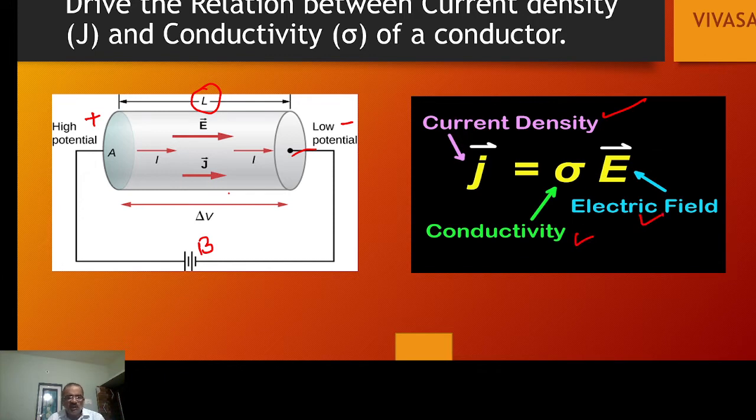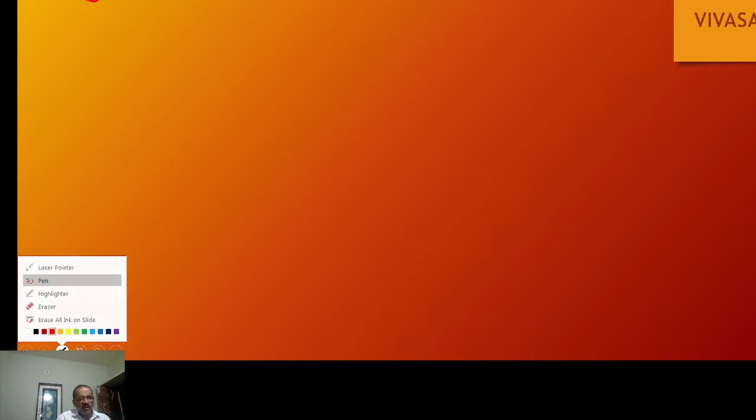Now this is one of the most important relations in current electricity. Let us derive this equation step by step. First, the requirement is Ohm's law. This is the very first law in our current electricity. Ohm's law is written as V is equal to I into R.